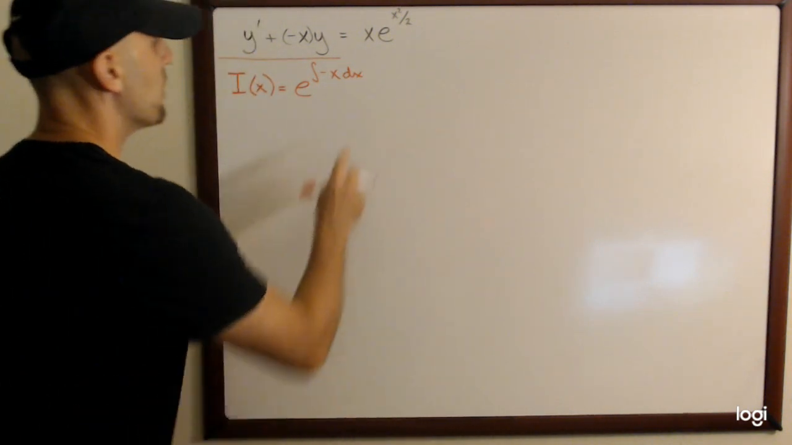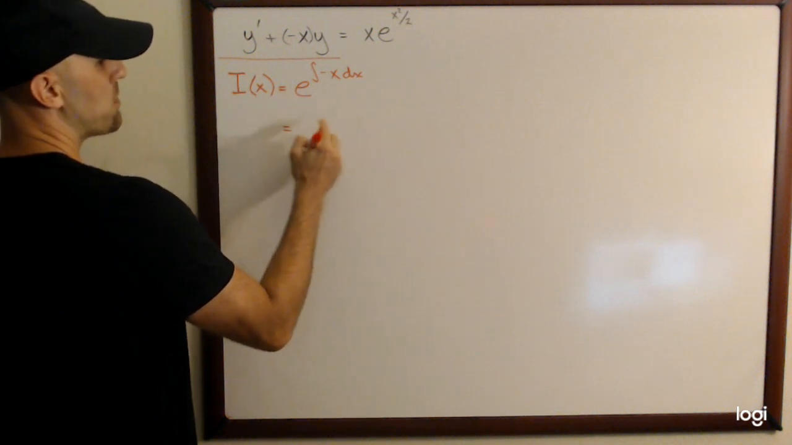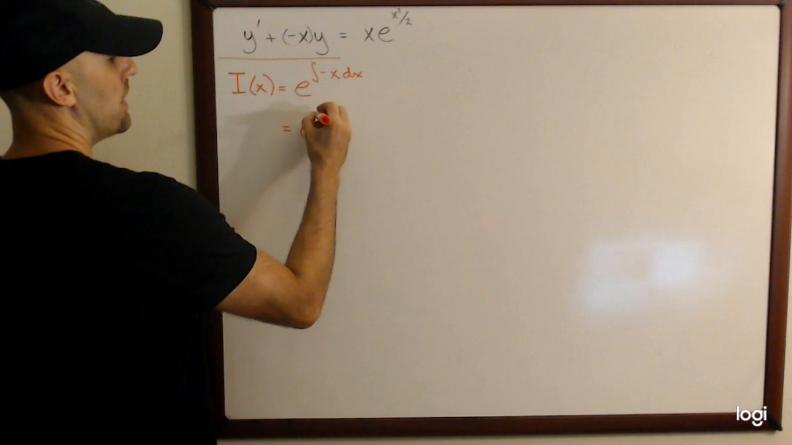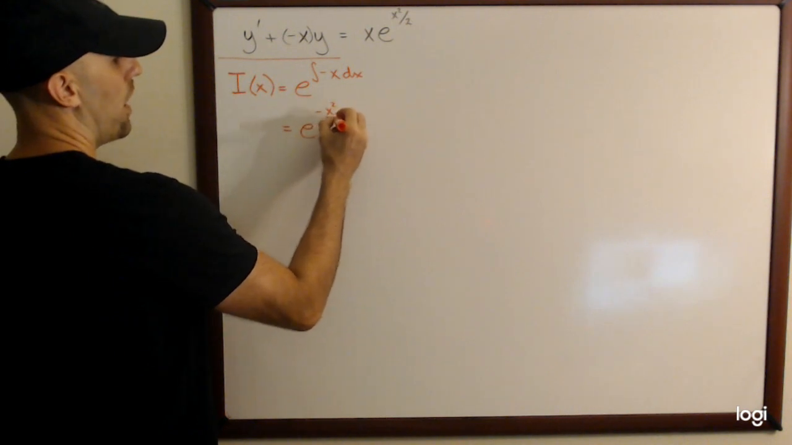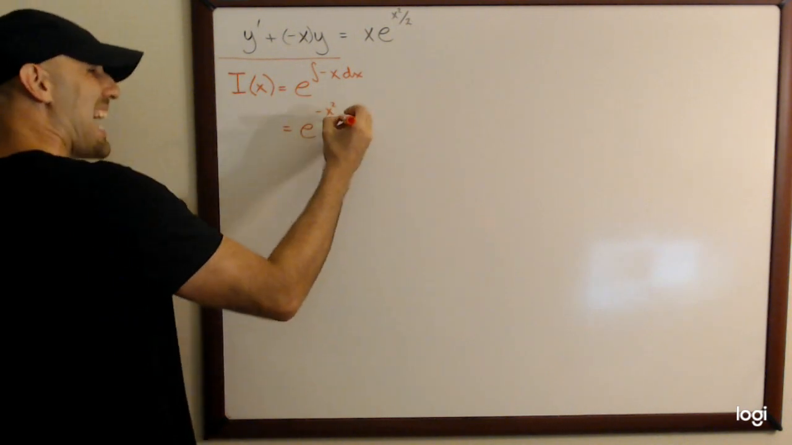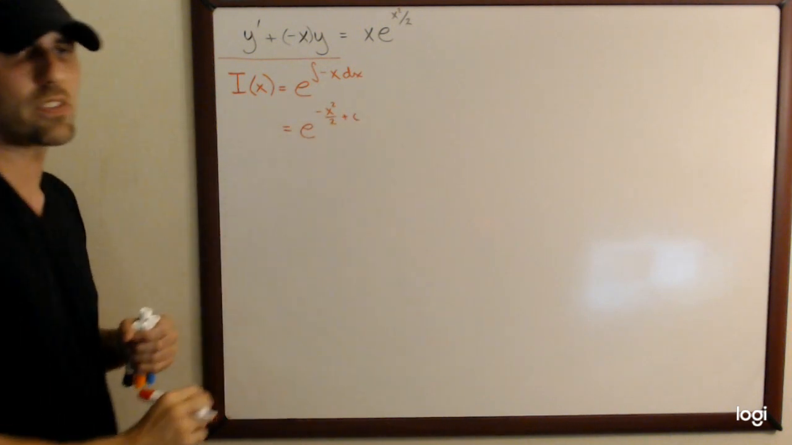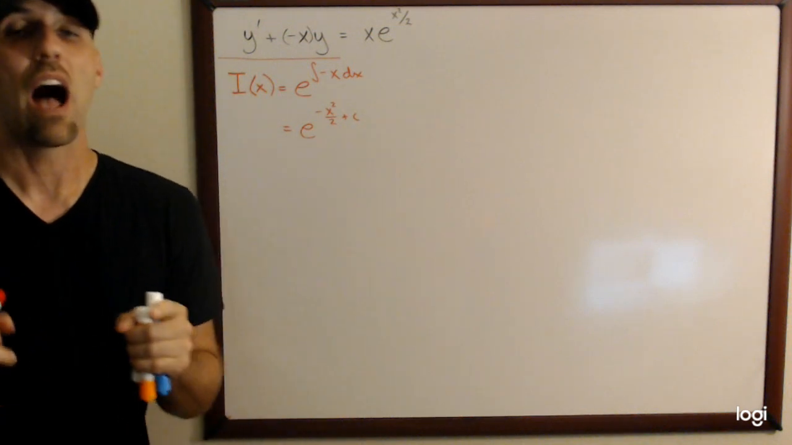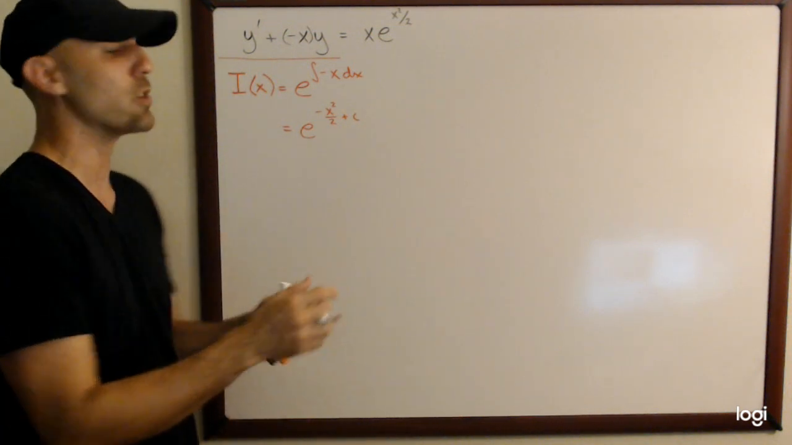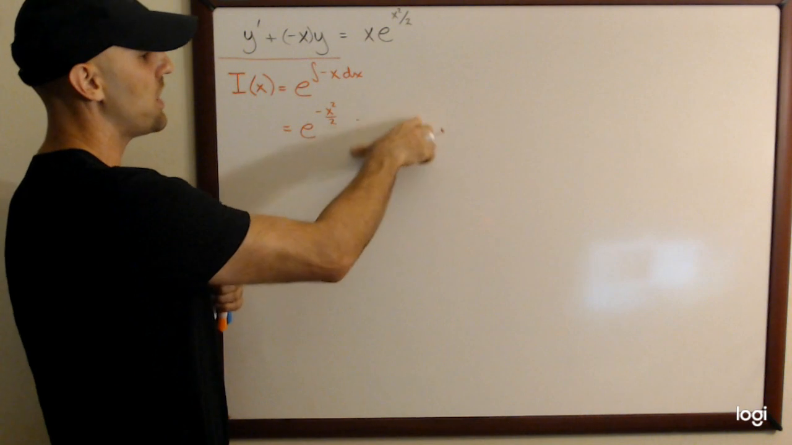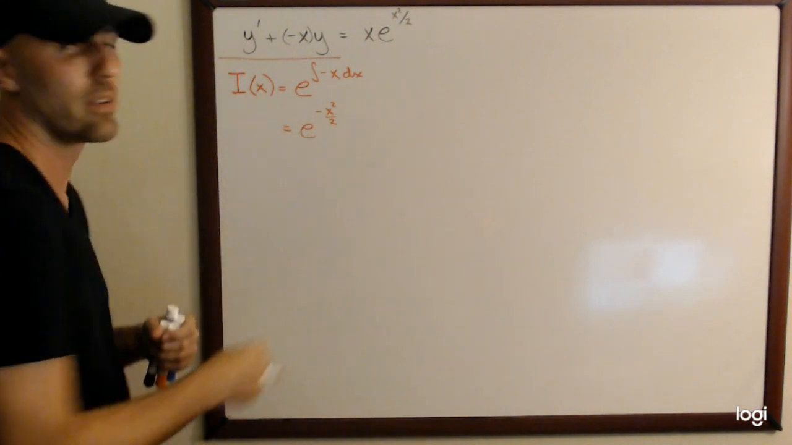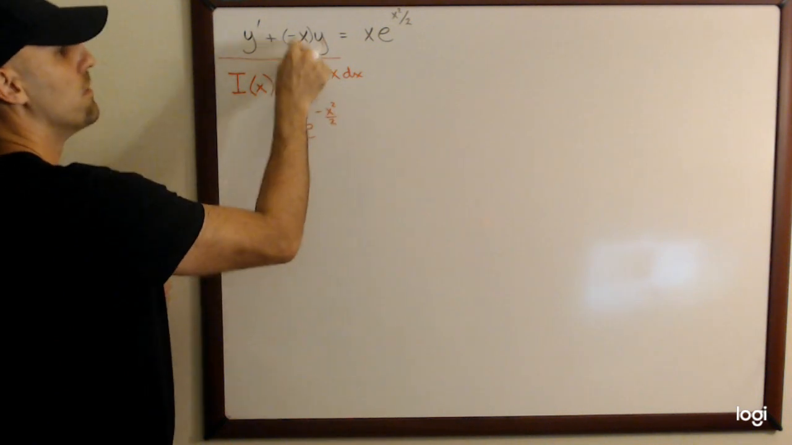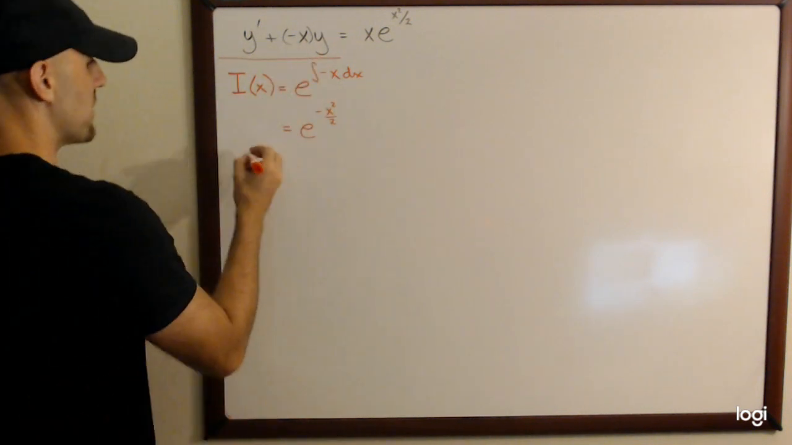Now let's go ahead and finish this out. This makes my integrating factor e to the negative x squared over 2. Technically there's a plus c here in this exponent, but I'm not looking for a specific integrating factor. I'll take any integrating factor, so specifically, I'll take the one where c is equal to 0, and that's going to work just fine, because the derivative of this is itself times this function.